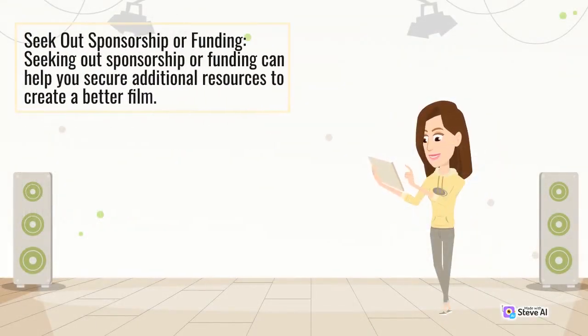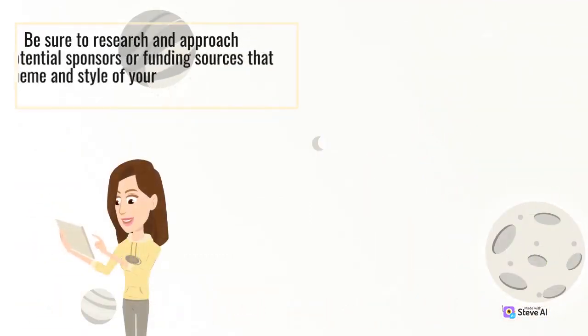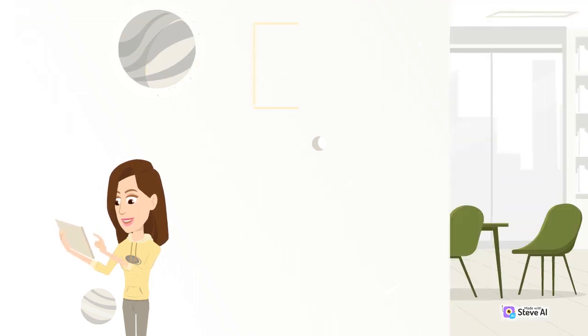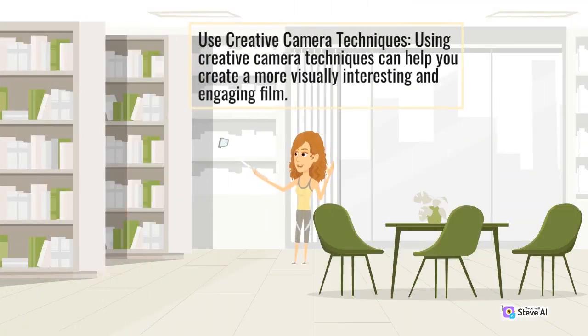Seek out sponsorship or funding. Seeking out sponsorship or funding can help you secure additional resources to create a better film. Be sure to research and approach potential sponsors or funding sources that align with the theme and style of your film. Use creative camera techniques. Using creative camera techniques can help you create a more visually interesting and engaging film.